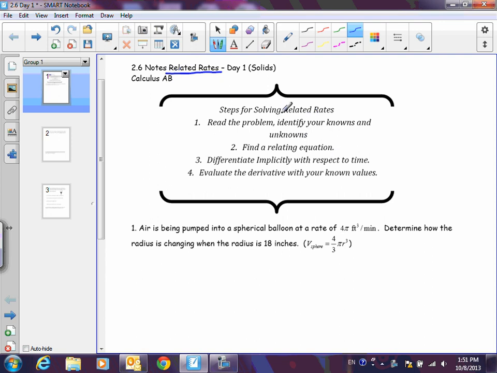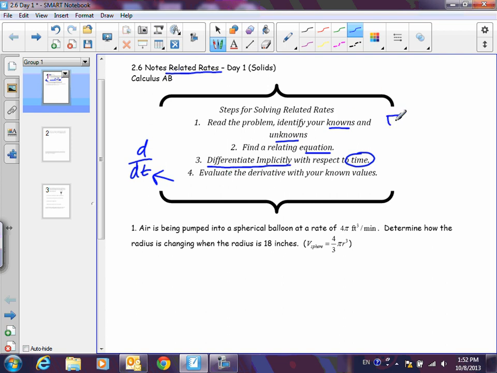So when you're solving related rates, you're always going to want to read the problem. You're going to want to identify what you know and what you don't know. There's always going to be an equation. You're going to differentiate implicitly. This is why we just studied implicit differentiation, because you need it for these. Always with respect to time. So you're going to see a lot of d something over dt. That's going to be your denominator. Before we had dy over dx. Since these are real life problems, we're going to use t. And then we're going to evaluate the derivative, and that just means you're going to answer the question.